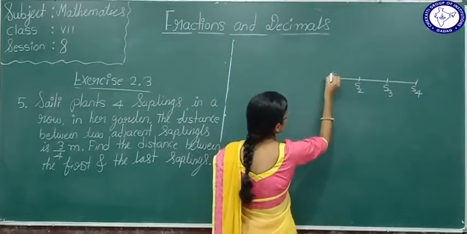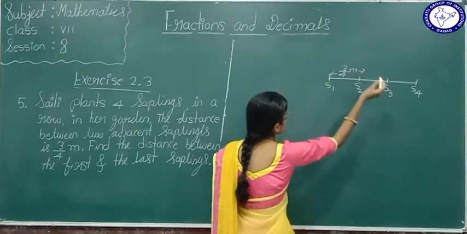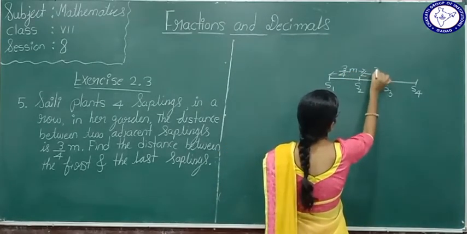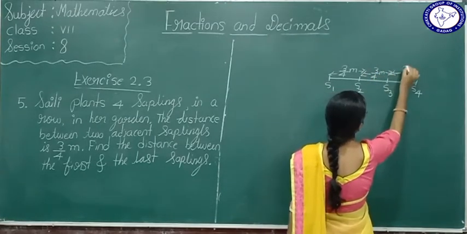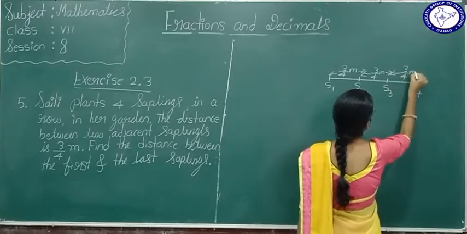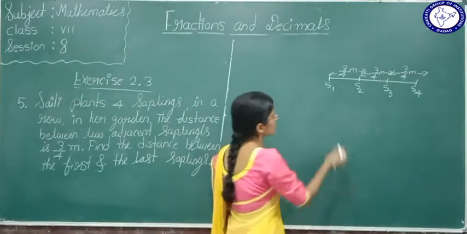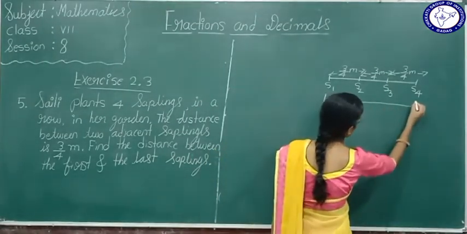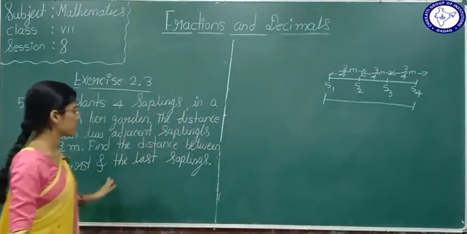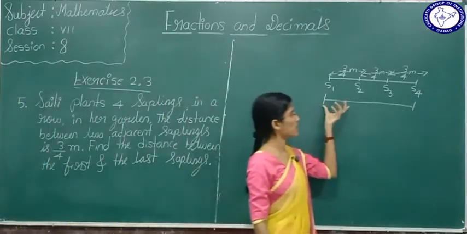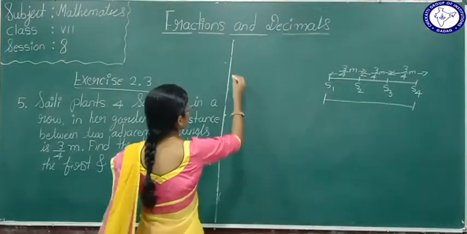The distance between 2 saplings is 3 by 4 meter. What is the distance between the 2 saplings? It is 3 by 4 meter. Okay, they have given the distance between two saplings. Okay, what they ask is what is the distance between the first sapling and the last sapling. We have to find out the full distance. See the solution.